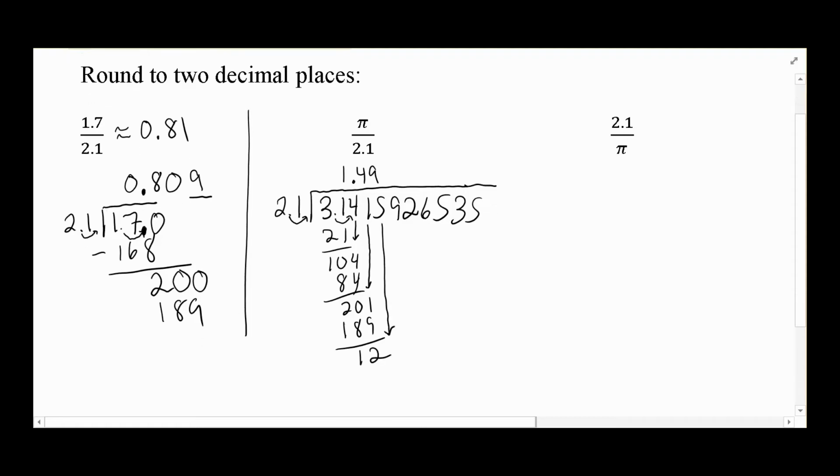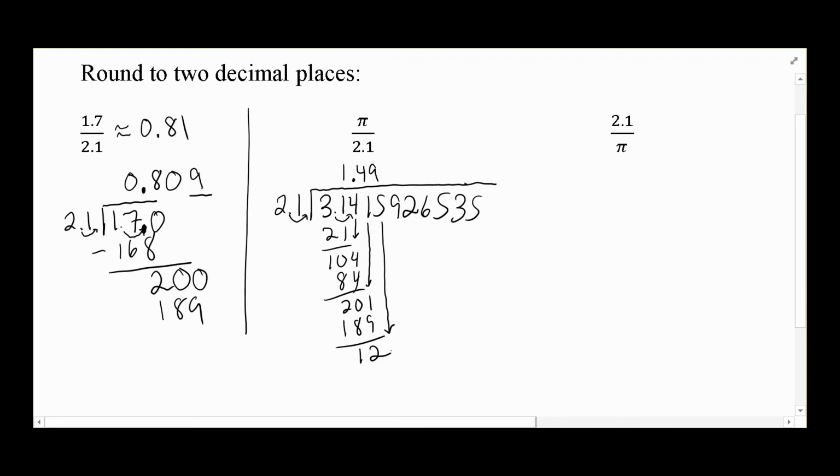If I can figure this one out, it's enough to round to 2 decimal places. So 21 goes into 125. Not quite 6 times, but it does go at least 5 times, which is all that really matters. This allows us to round this to 1.50. Okay, so we got an answer, all well and good.